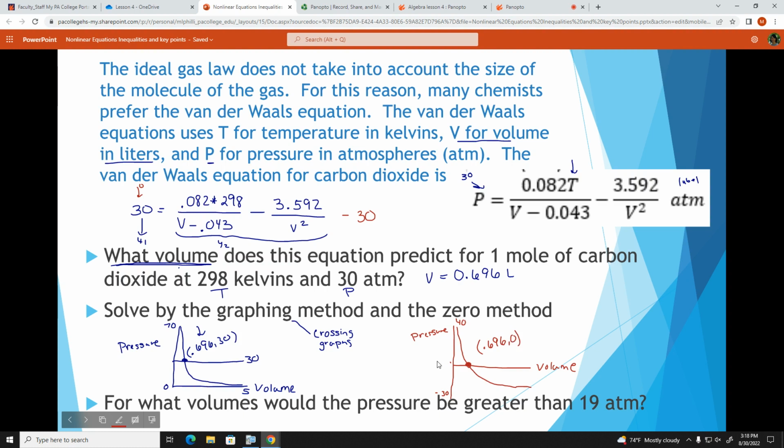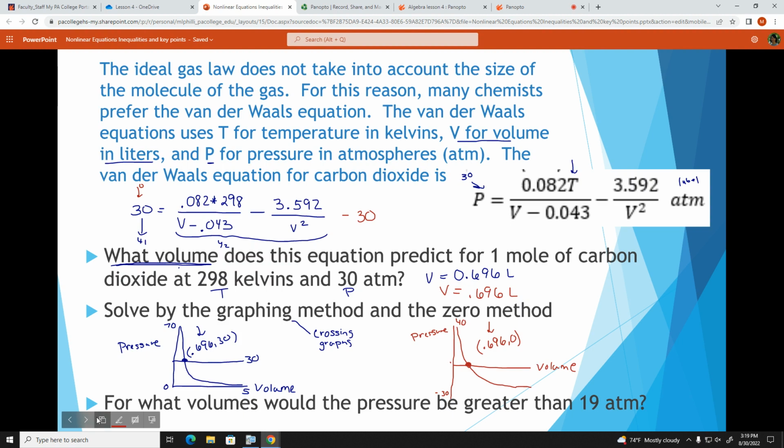And so what is the answer? Well, the answer here is that x value, that's the volume. So where the volume is 0.696 liters. So you can see either method, exact same answer. For me personally, I prefer the crossing graphs over the 0 method, but they work the same in that they give you the same answer, just slightly different on the calculator. So then we're going to move on to a new question.